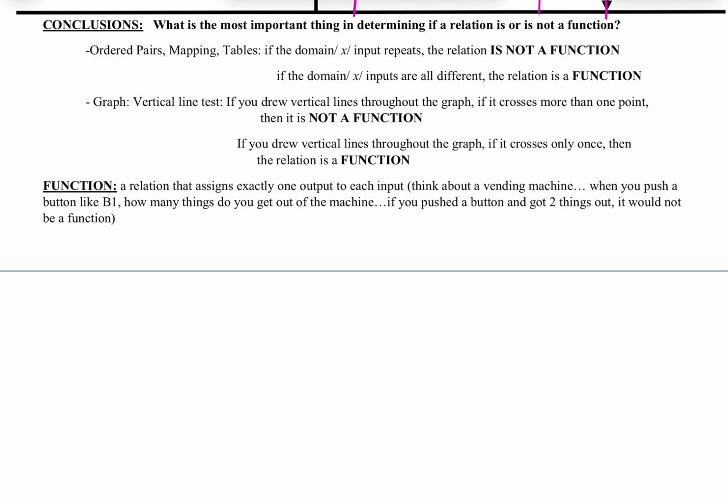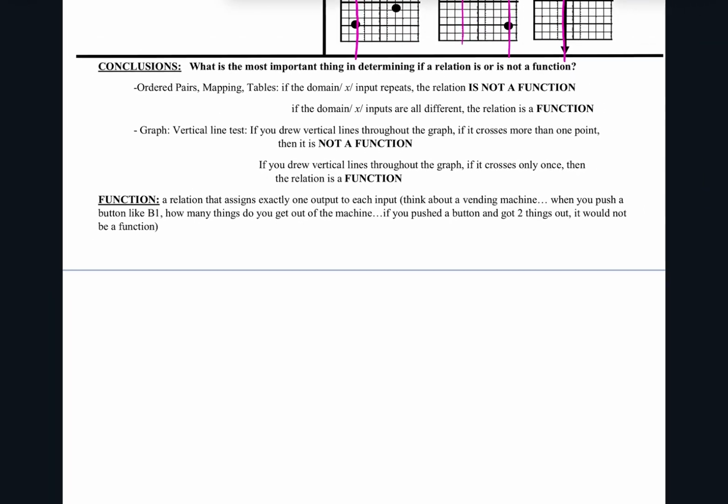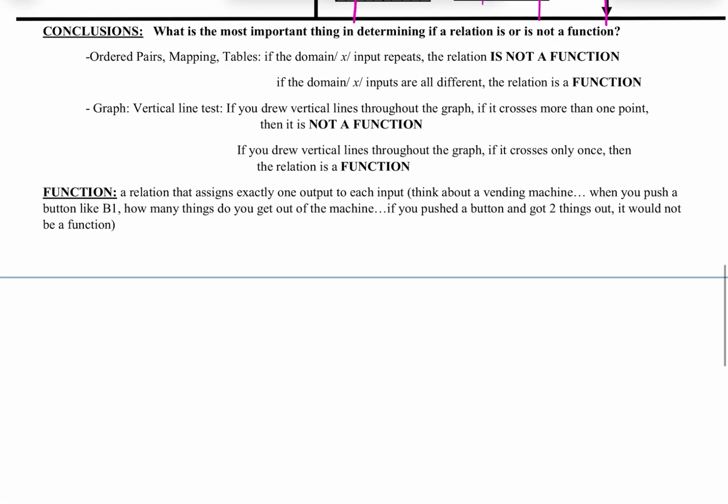A function is a relation that assigns exactly one output to each input. Think about a vending machine. When you push a button like B1, how many things come out? How many things come out?